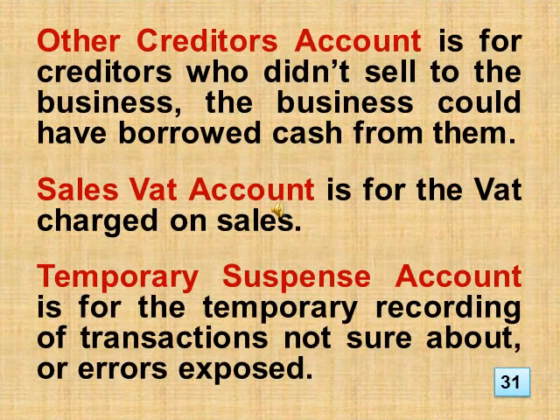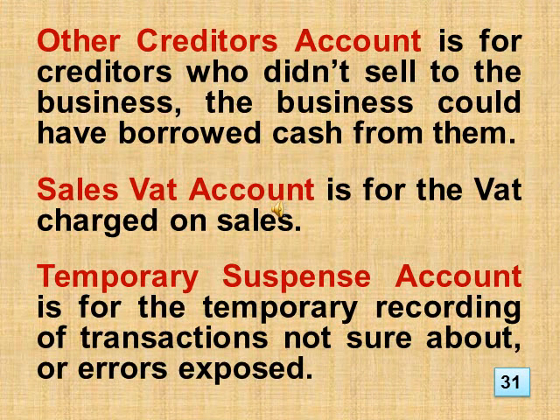Other creditors account is for creditors who didn't sell to the business. The business could have borrowed cash from them. Sales VAT account is for the VAT charged on sales. Temporary suspense account is for the temporary recording of transactions not sure about, or errors exposed.